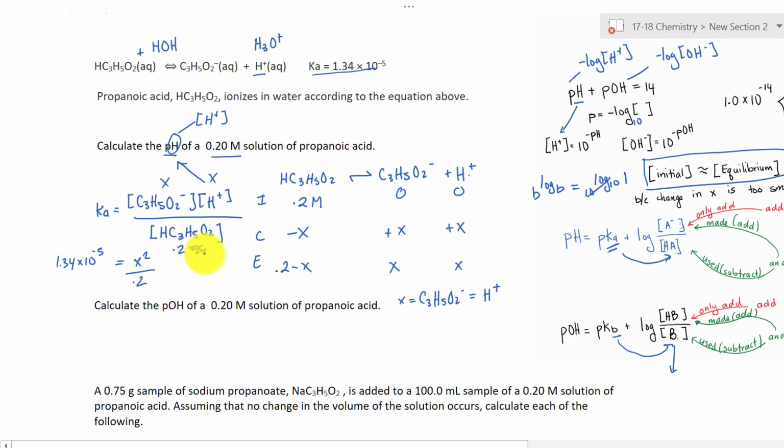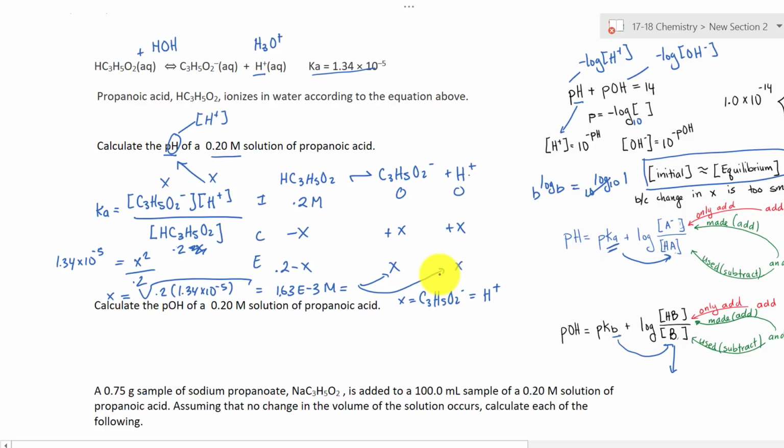And how do you solve for x? You multiply that and you take the square root of it. So x is going to be the square root of 0.2 times 1.34 times 10 to the negative 5th. And that is going to be 1.63 e to the negative 3 molarity. And that is equal to the concentration of this as well as the concentration of H+.